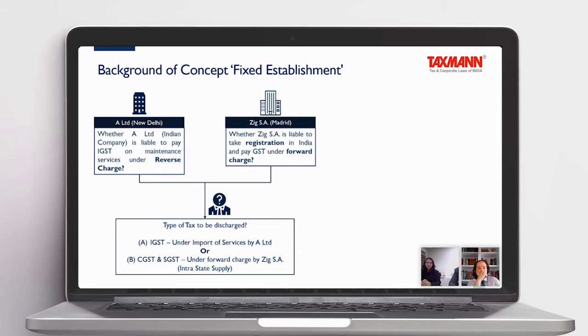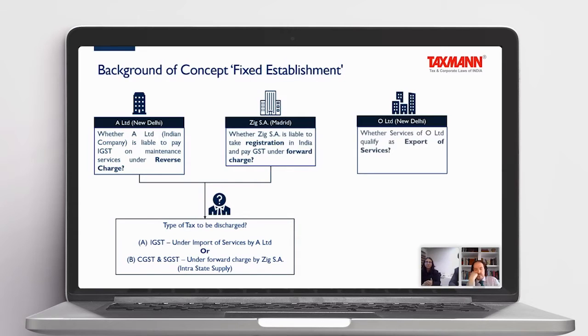Now, another interesting question which comes out of this whole transaction is whether the services provided by O Limited to the Spanish company would qualify as export of services or not. In this regard, let us understand a few requirements and definitions which are given under the GST law.